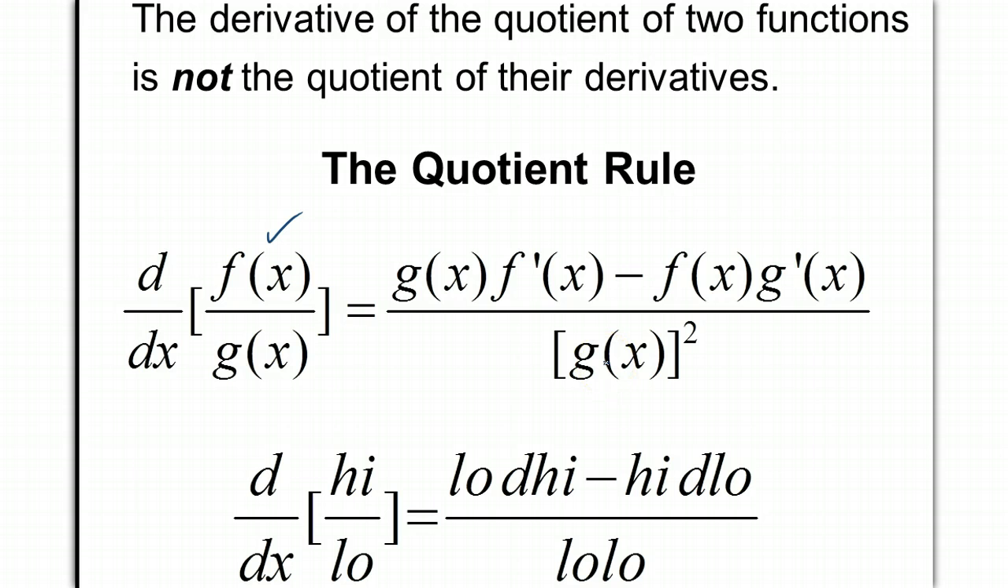Well, that's a lot to remember, so I have a song to help you. If you call the numerator high and the denominator low, it goes like this. Low, D high, minus high, D low, all over low, low. Okay, you might be laughing, but it's going to help you remember the quotient rule. And I bet you'll be singing it before long.